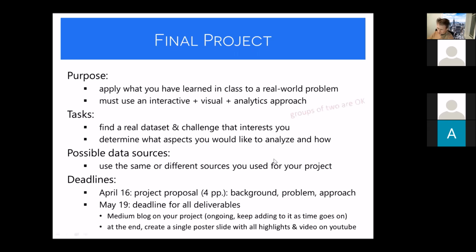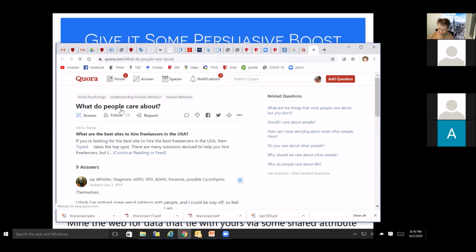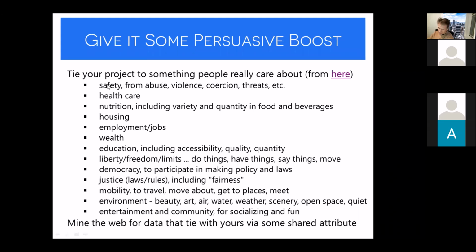Groups of 2 are okay. So you can have groups of 2. Just let me know who they are, okay? And then what I want you to do is tie your project to something people really care about, right? You can go to this web page here that I found, about what people care about. What people care about is really safety. This is based on a pretty good survey. People care about safety from abuse, violence, coercion, threats.